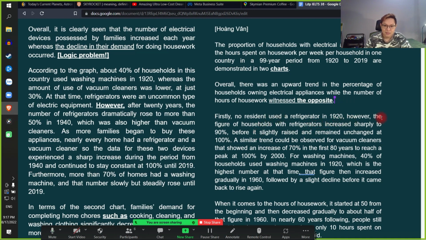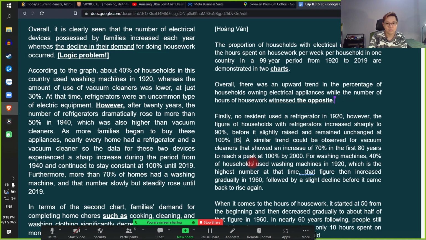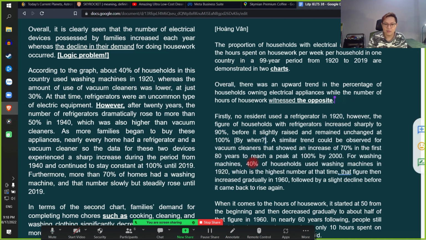Good. However, the figure of households with refrigerators increased sharply to 90%. When? But when exactly? Before, it slightly rose and remained unchanged at 100%. You have to state clearly when it increased, to what level, and when it stayed unchanged.